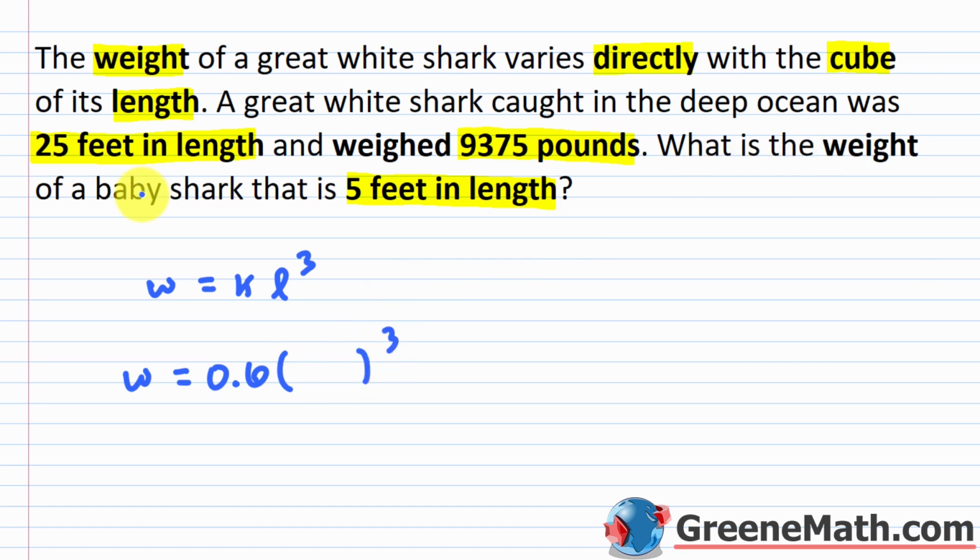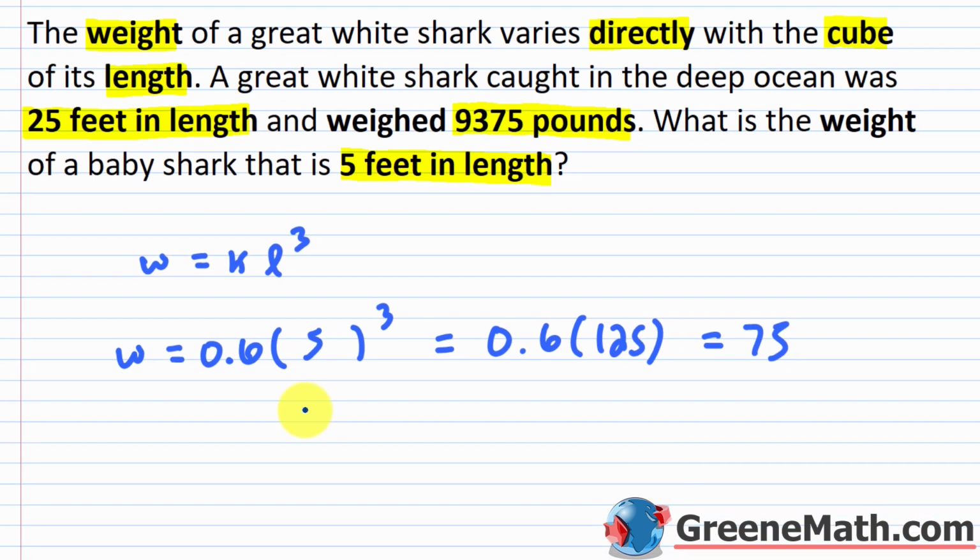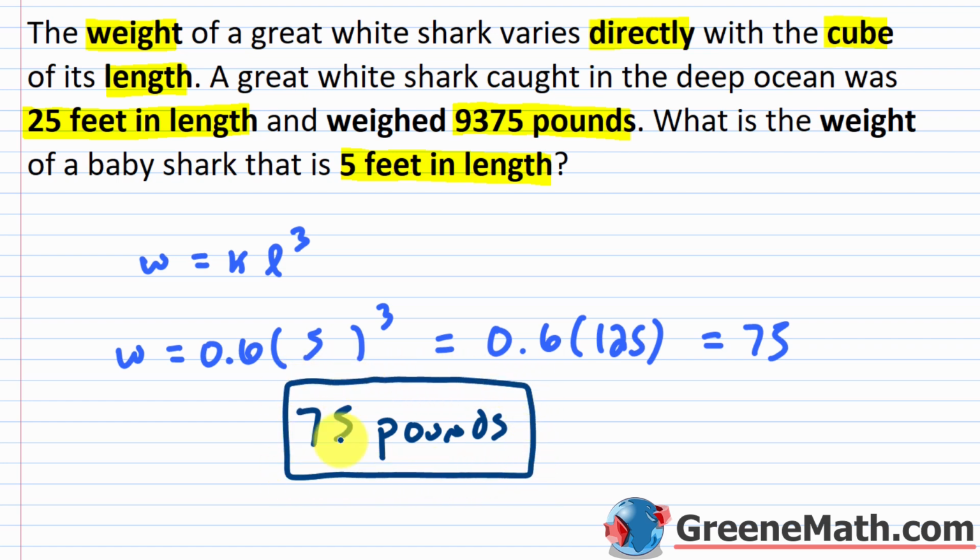So it says, what is the weight of a baby shark that is 5 feet in length? So just plug the 5 in right there for the L, that's the length. And 5 cubed, we know that's 125. So you could say that's 0.6 times 125. You could just punch that into the calculator, and I get 75. So the answer here, we're going to say, is 75 pounds. Again, if you want to make a little sentence, you can, but it's going to be 75 pounds in terms of the weight of a baby shark that is 5 feet in length.